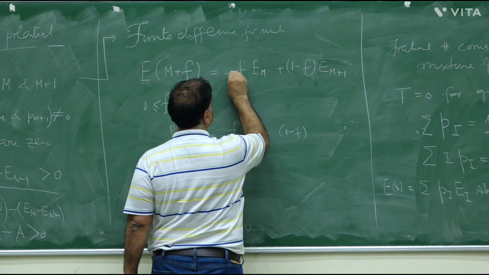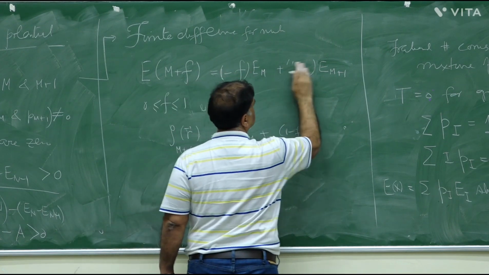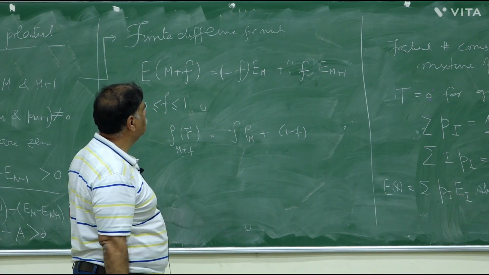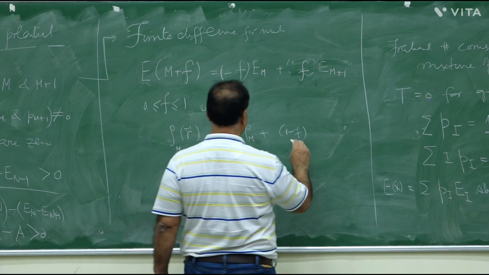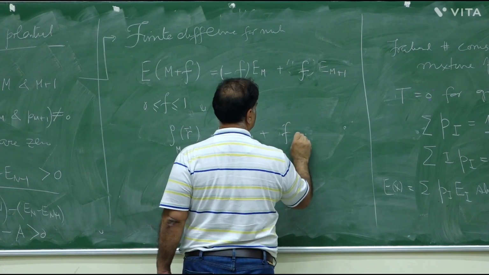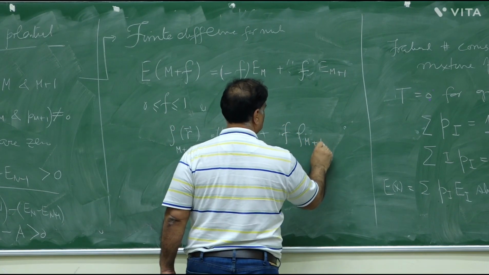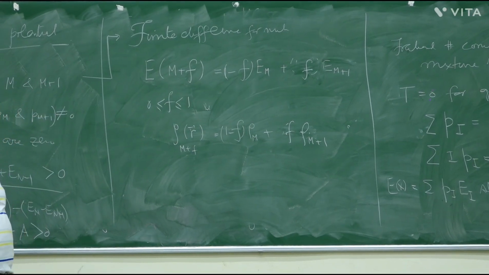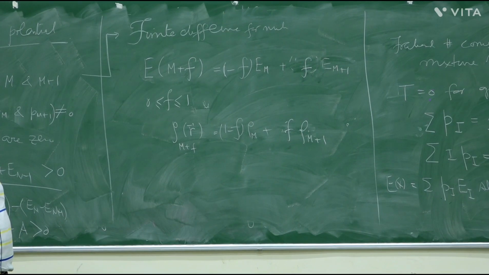The other way is the other way. 1 minus f, and this is f. Rho of m plus 1. Okay, all quantities are defined this way. Okay?